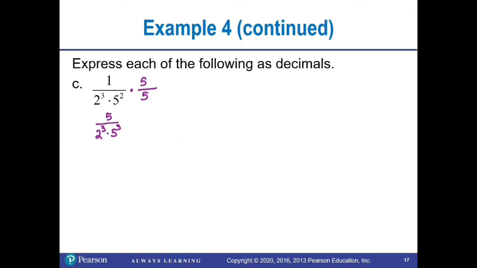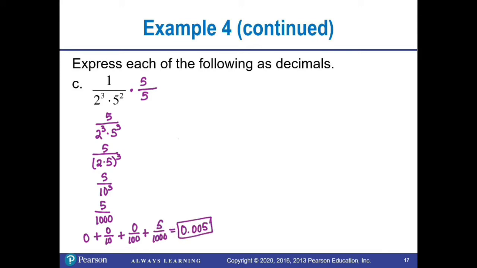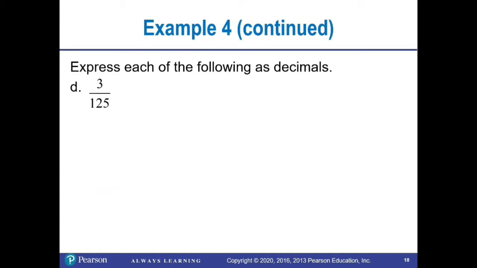Because my 2 and my 5 have the same power, I can write them in parentheses with the power on the outside. And 2 times 5 is 10, and bring down that third power. 10 to the third is 1,000. Now notice here, there are no ones. There's nothing in the tens place, so I have 0 over 10. I have no hundredths, so I have 0 over 100. And then I have 5 over 1,000. So we have 0.005 for our answer.